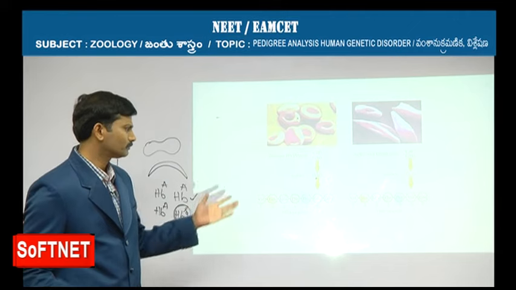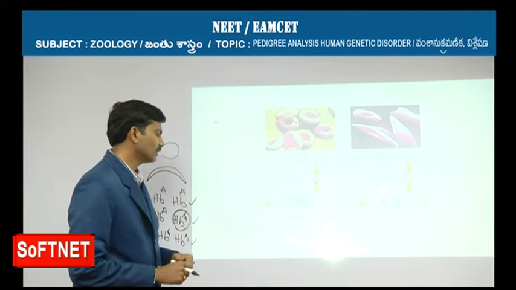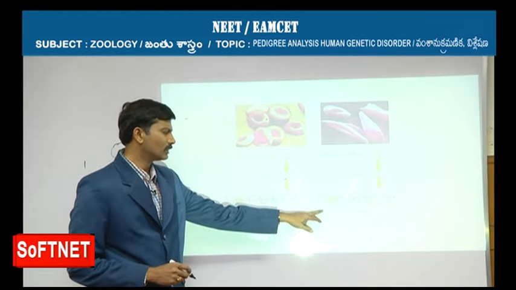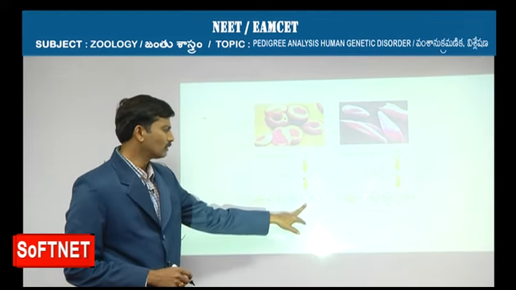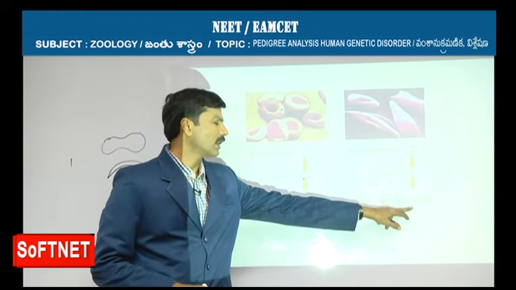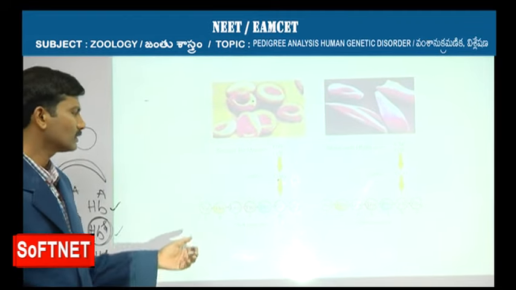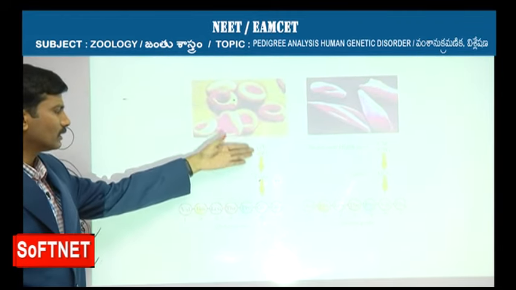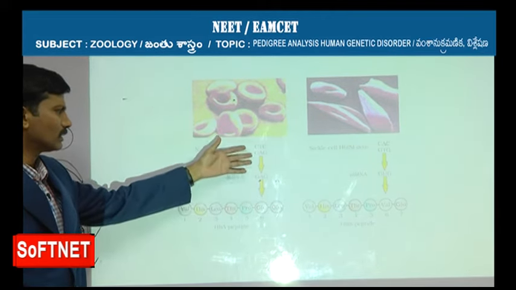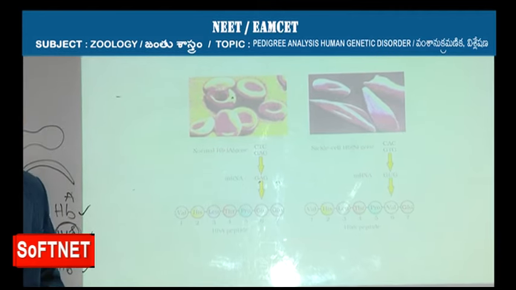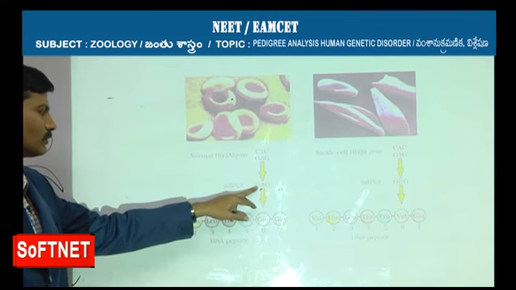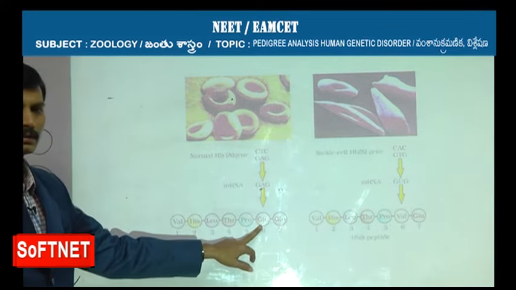Let's look at the diagram that is actually given. In the beta chain of normal hemoglobin and the beta chain of sickle cell hemoglobin, at the sixth position glutamic acid is present, whereas in the sixth position of the other a valine is present. And how does it actually occur? In the genetic code of the normal RBC, you see GAG and CTC, these are the two strands of the DNA, from which transcription forms the mRNA, in which GAG codes for glutamic acid.